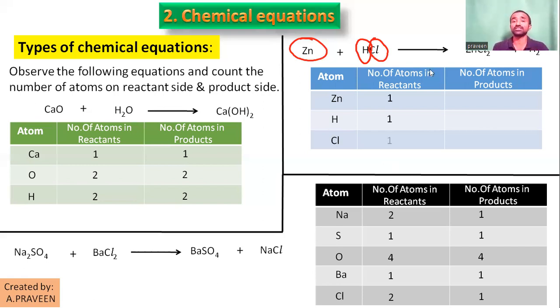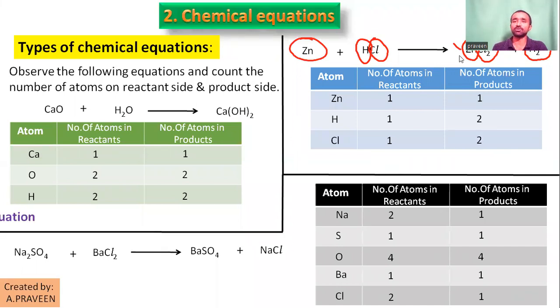Then go to the RHS side. Here Zn, no subscript, no coefficient, so it is given as 1. Next hydrogen, there is subscript 2. Next chlorine, there is subscript 2. So what did I get? 1, 2, 2. The count is 1, 2, 2.